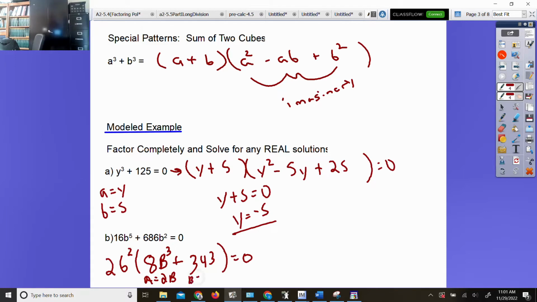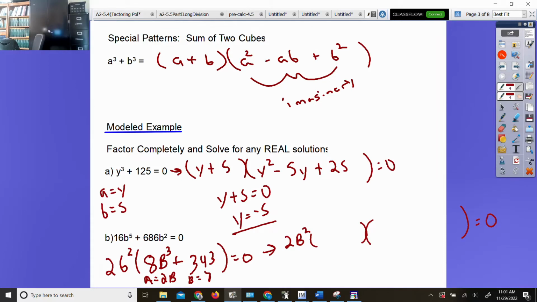What do you cube to become 343? It is 7. Memorization begins. 7 times 7 times 7 is 343. Now you have your values, you can substitute in. Still going to have our 2B squared leading out front. That was the first factor where you pulled it out.